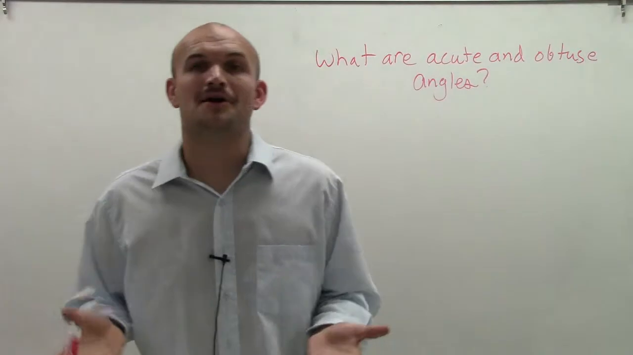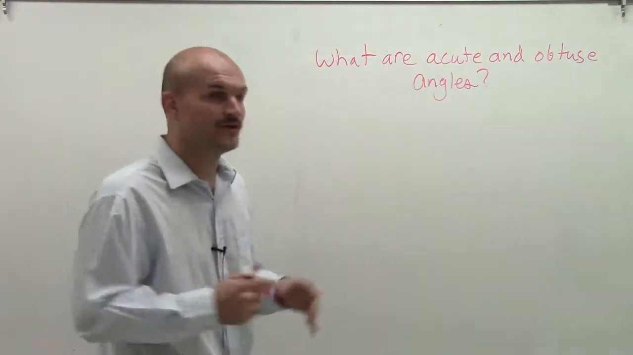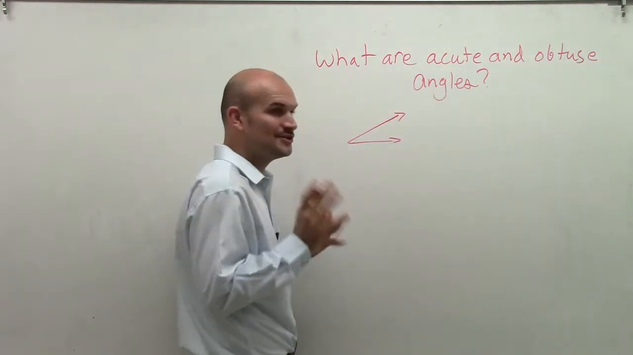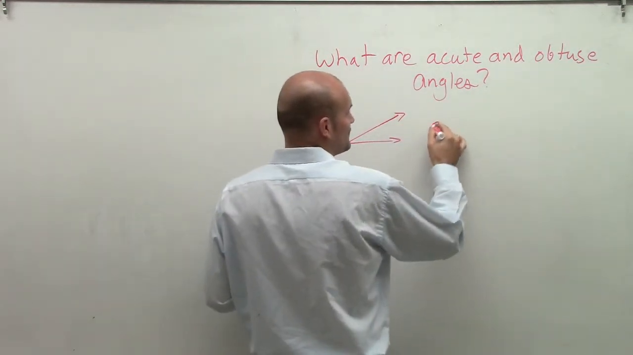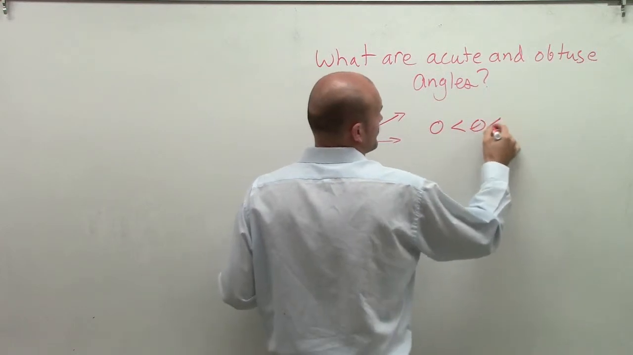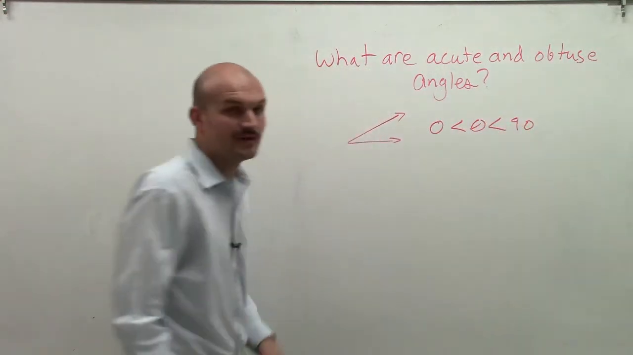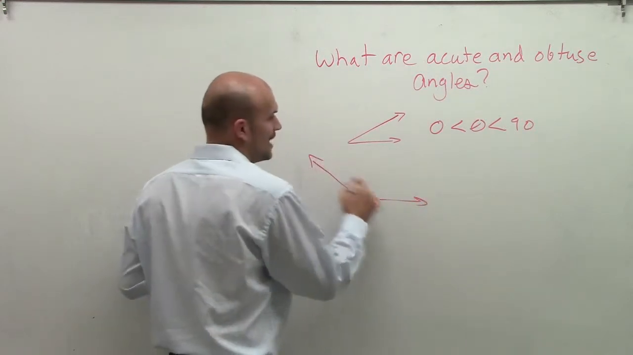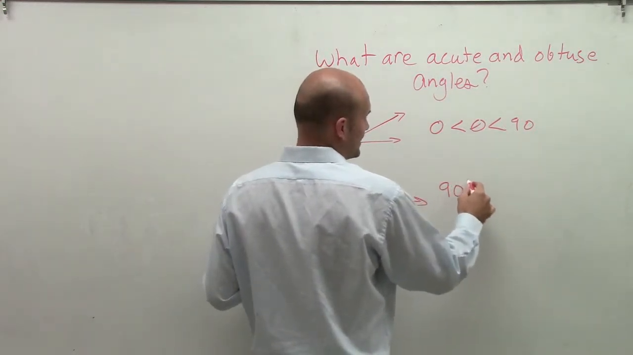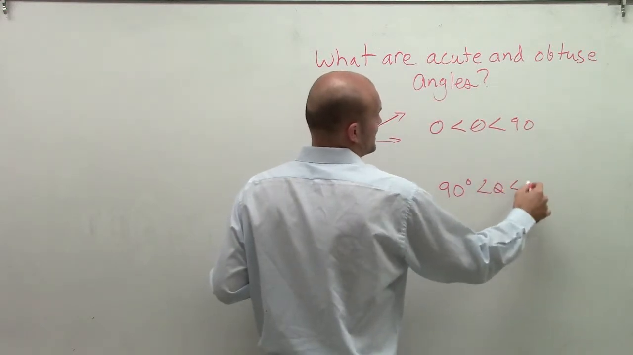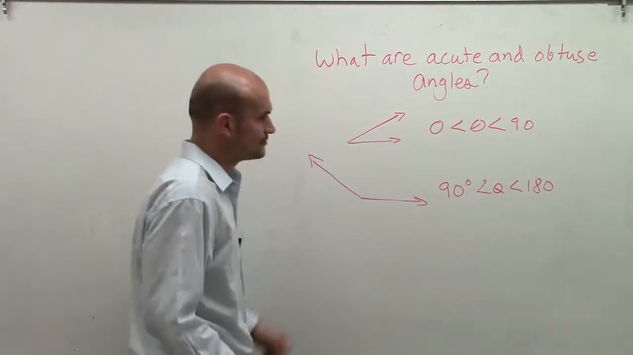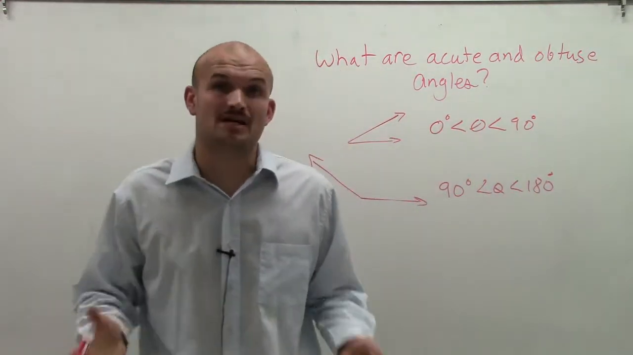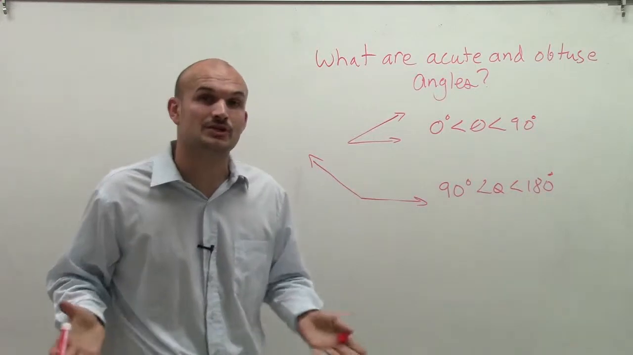So the question asks, what are acute and obtuse angles? And hopefully you remember, acute angles are a lot of times what we say, little acute angles that are between 0 and 90 degrees. And then obtuse angles were kind of our bigger angles, and those angles were between 90 degrees and 180 degrees. So that's the general definition of when we talked about acute and obtuse angles when you're dealing with your geometry class.